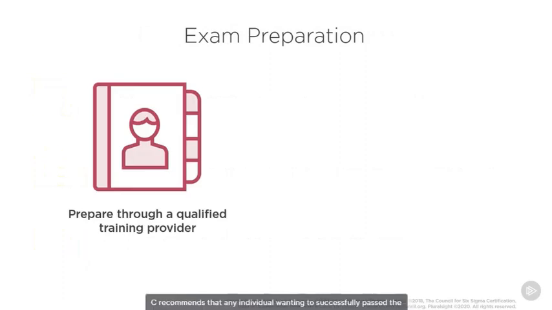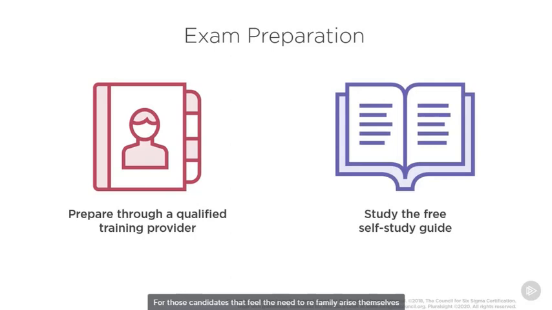The CSSC recommends that any individual wanting to successfully pass the official certification exam obtain Six Sigma training either through a qualified training provider or by studying the free self-study guide issued by the Council for Six Sigma Certification. For those candidates that feel the need to re-familiarize themselves with the Lean Six Sigma Green Belt methodology, all you need to do is review the free self-study guide and the corresponding body of knowledge on the subject, which you can find online at the CSSC website for free.